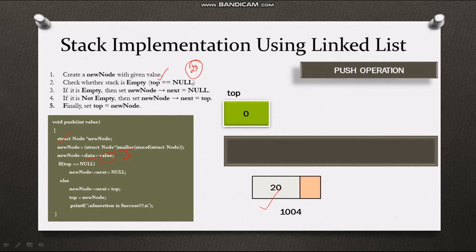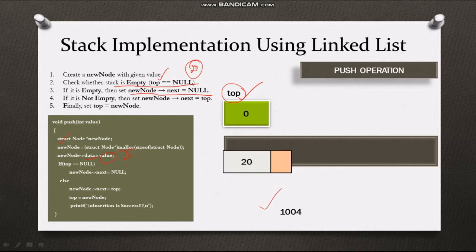Now the next step is that we need to check whether the stack is empty or not. In the previous episodes, we have seen what it means to check whether the stack is empty or not. Here, instead of head, we are using the term top, since insertion and deletion in a stack happens from top. So first we need to check whether the value of top is equal to null, whether it contains any value or not. So in the third step, we'll see that if it is empty, then set the new node's next part to null. So we have seen here that the value of top here is 0.